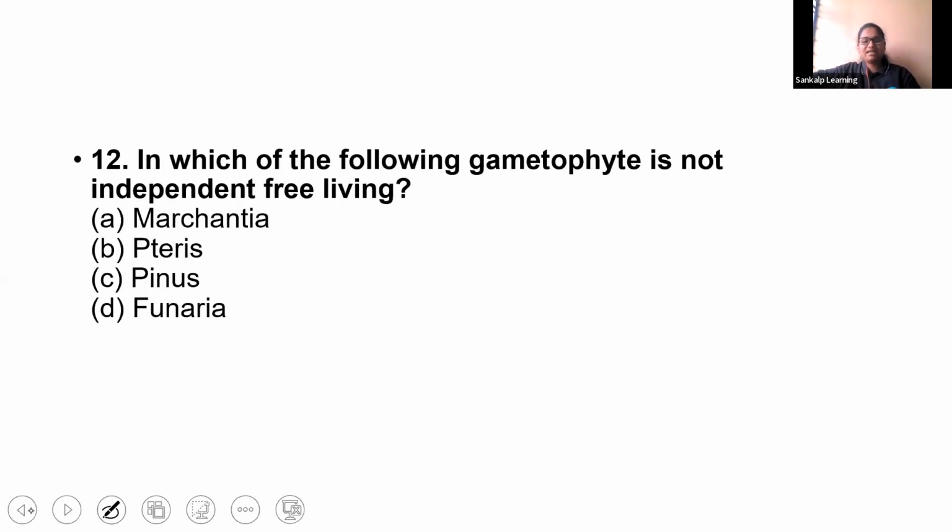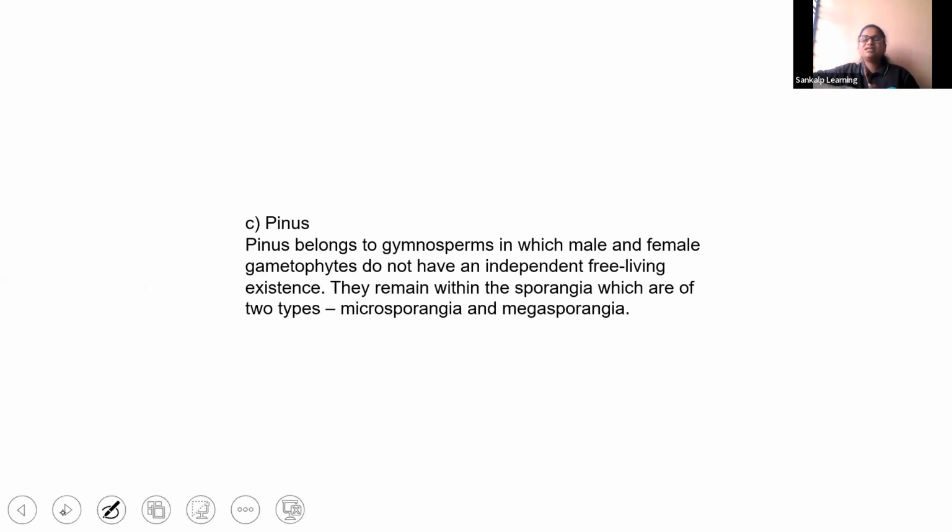Option C, Pinus. So it is rightly answered by Sanjay. Pinus belongs to gymnosperm in which male and female gametophytes do not have an independent free living existence. They will be growing and developing within the parent body. So they remain within the sporangia, which are of two types: microsporangia and megasporangia. So option C, Pinus, is the correct answer.